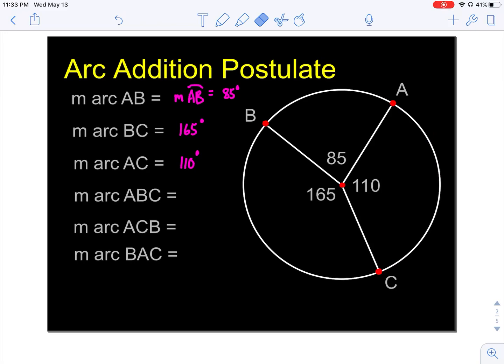Now we get to ABC, and if I'm looking at ABC, now we're talking about a major arc. To get from A to B to C, I have to go A through B all the way to C. So that's made up of two different angles. This is where that arc addition postulate is going to come in, where I have to combine those two angles to get the major arc of 250 degrees.